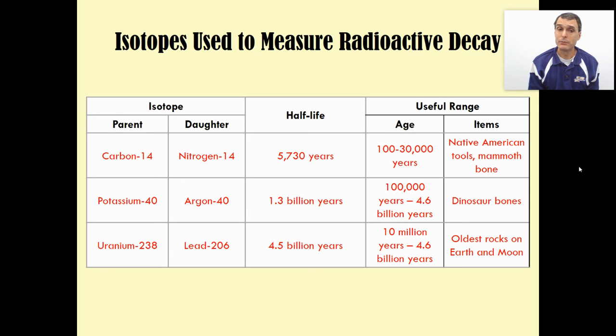Another example is uranium-238. It decays into lead-206, and it takes 4.5 billion years for the half-life. So really old stuff, like the oldest rocks on the moon and the oldest rocks on the Earth, we would use the decay of uranium-238 to tell the age of.